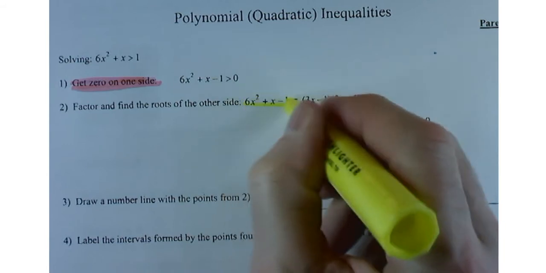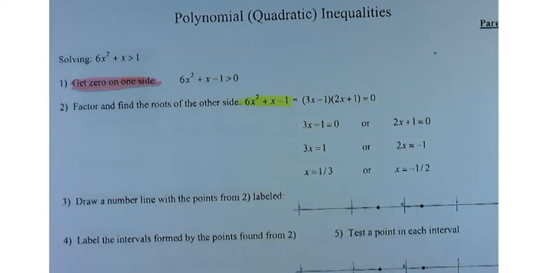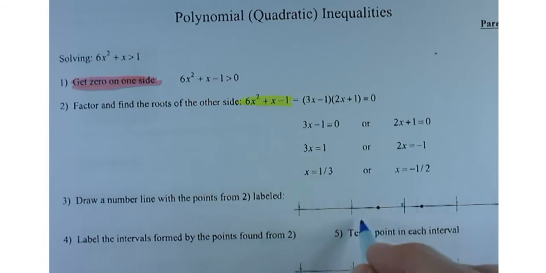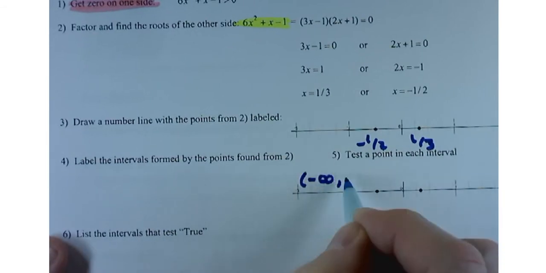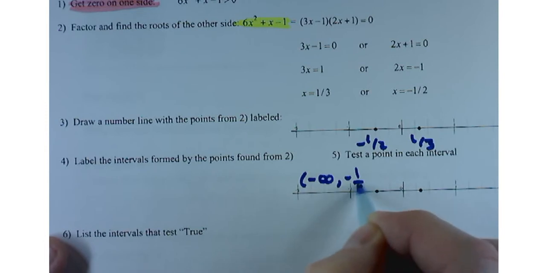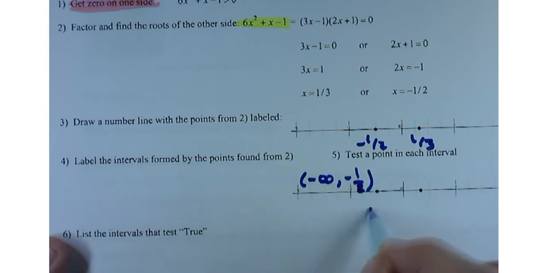So sometimes you can do this by factorization. Sometimes you're going to need the quadratic formula. But we get two roots here, right here at -1/2 and 1/3. Those two roots divide up our real line into intervals, -∞ to -1/2, and then in the middle interval, -1/2 to 1/3, and finally 1/3 to infinity.